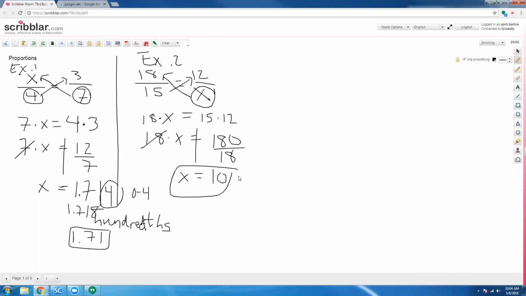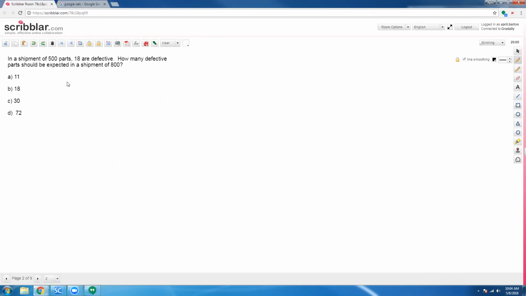So there's actually quite a few problems where you can apply these proportions. And normally you're going to have to set up the proportion yourself. So for example, in a shipment of 500 parts, 18 are defective. How many defective parts should be expected in a shipment of 800? So often these should be expected questions are this proportion setup.